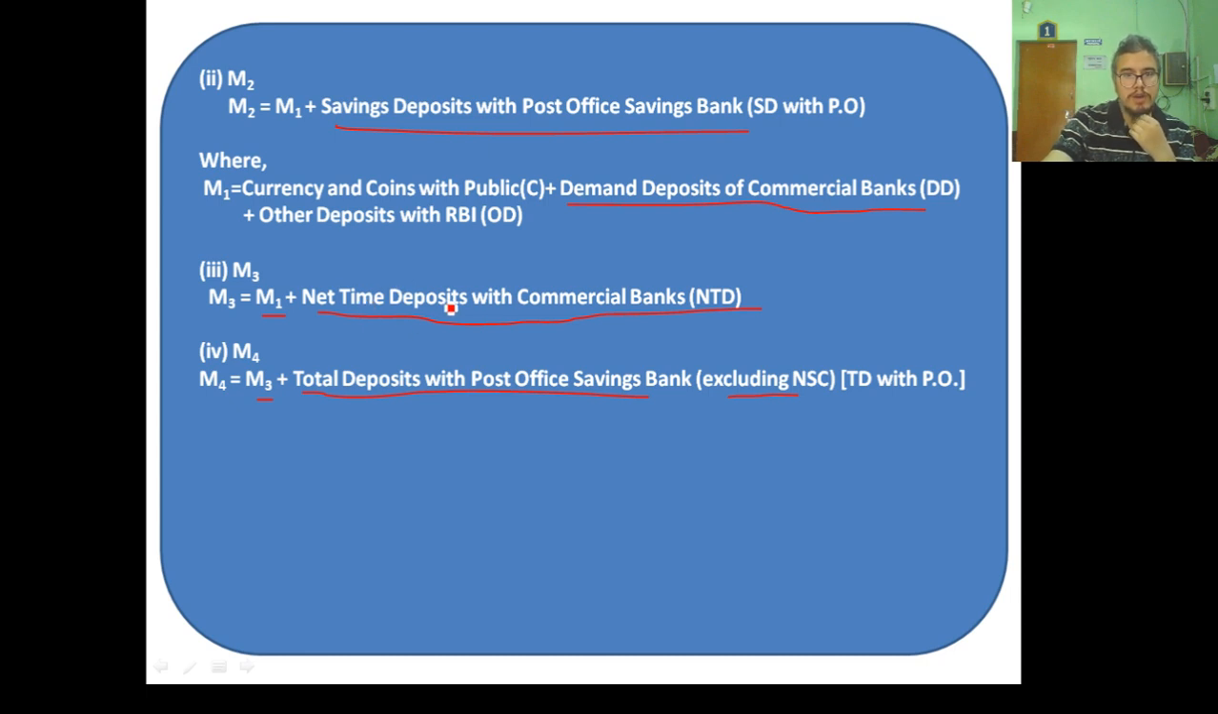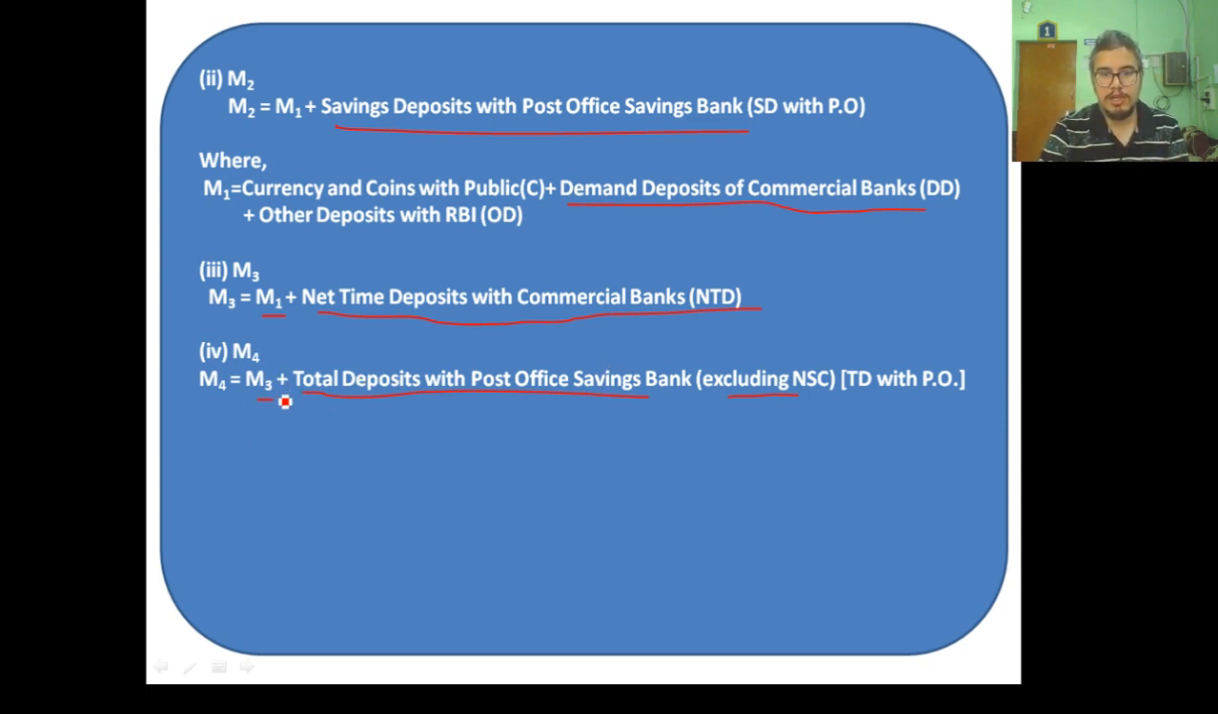Now if we add total deposits with post office savings, in the post office also we can categorize the deposits in the form of savings deposits and time deposits. So in M4 it will include all the deposits with the post office. It means that savings deposit is also included here, and the time deposits with the post office are also included here. So M4 includes everything.